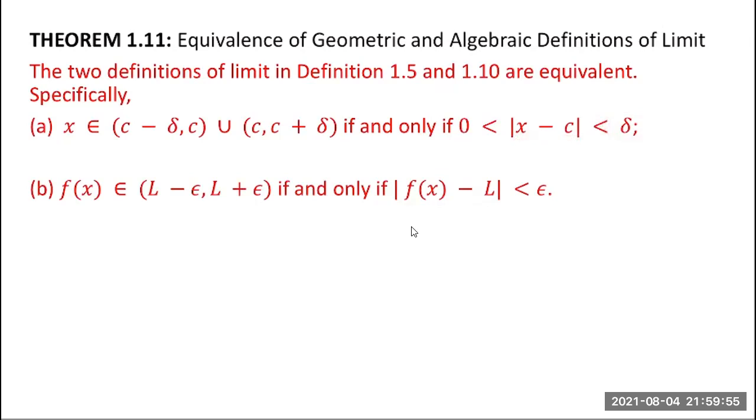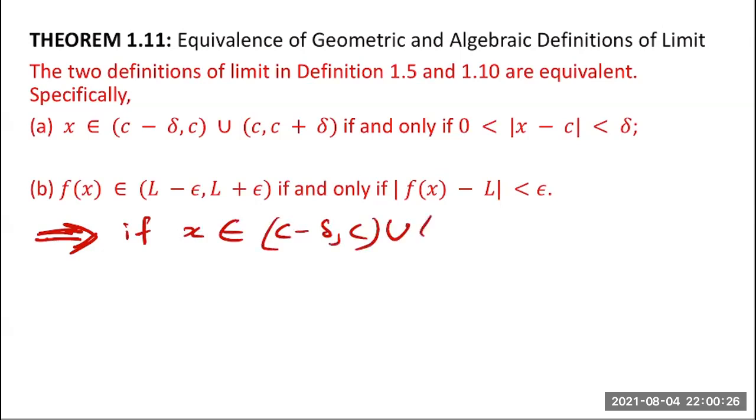Okay, let's prove the forward direction. If x is in the interval c minus delta, c union c, c plus delta, then we will show that the absolute value of x minus c is greater than 0 and less than delta. Okay, that's what we are going to show first.